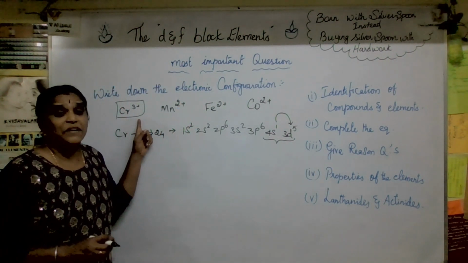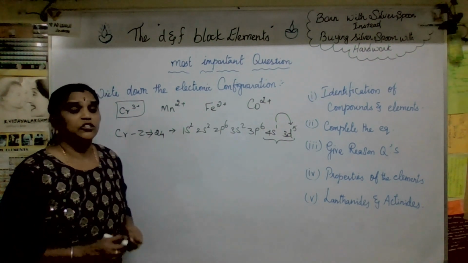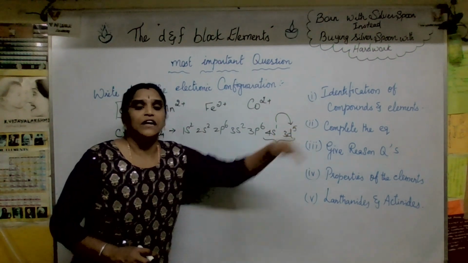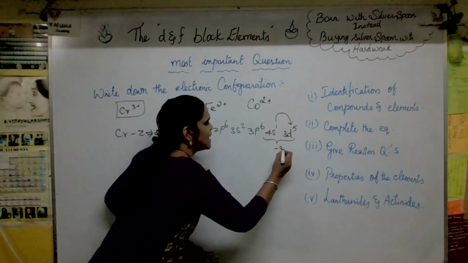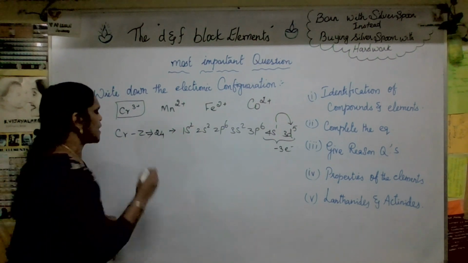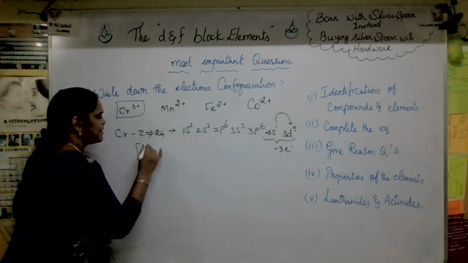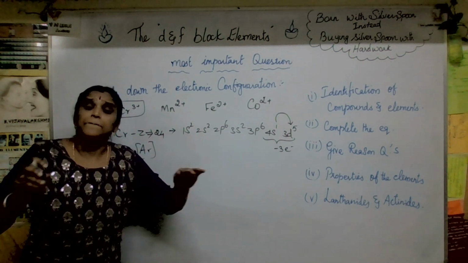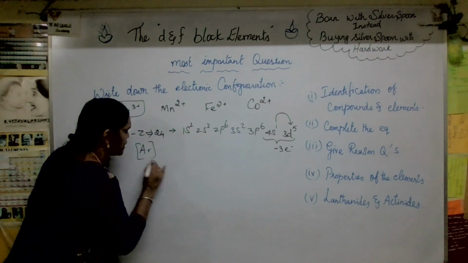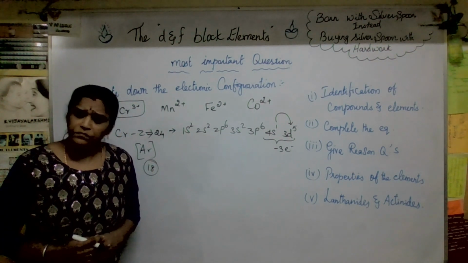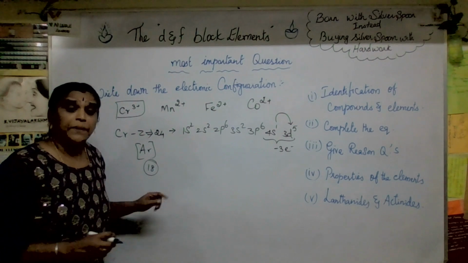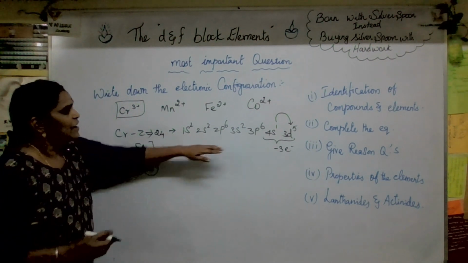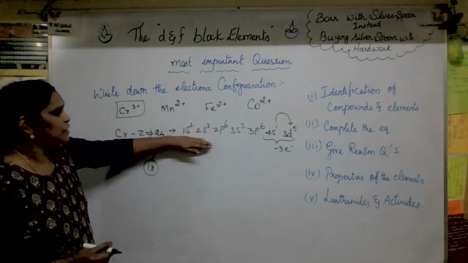Now they are asking about the Cr3+ ion. So that means what? 3 electrons from the outermost orbitals you have to release. So that means minus 3 electrons. So how will you write it? I have taken argon. You know why I have taken argon? Argon is completely filled. 18 electrons are there because it's a noble gas element. So naturally it has completely 18 electrons. So we can take argon. Argon is 18, no? So from here to here, 18.